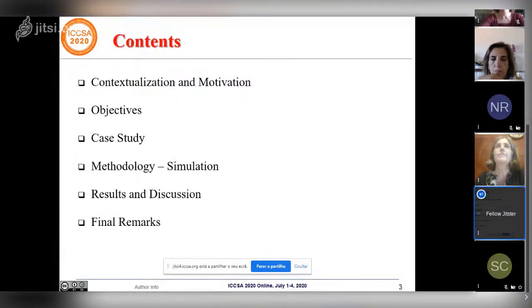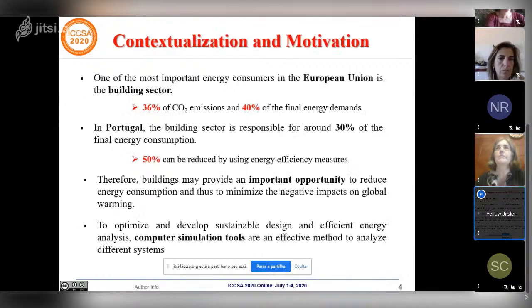These are the contents of my presentation, beginning with a brief contextualization on the main subject, followed by the objectives, the case study, methodology used to perform the energy simulations, and finally, the presentation of the results and some final considerations. So, one of the most important energy consumers in the European Union is the building sector.